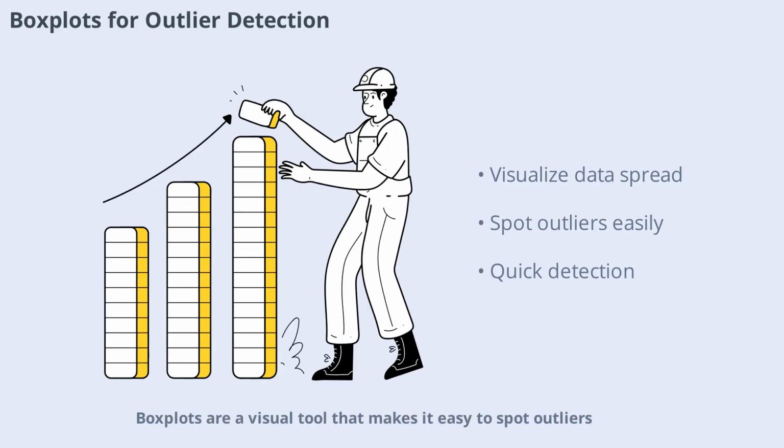Boxplots are a visual tool that makes it easy to spot outliers. They show the spread of your data and highlight any values that fall far outside the normal range. By looking at a boxplot, you can quickly see if there are any extreme values that need attention.